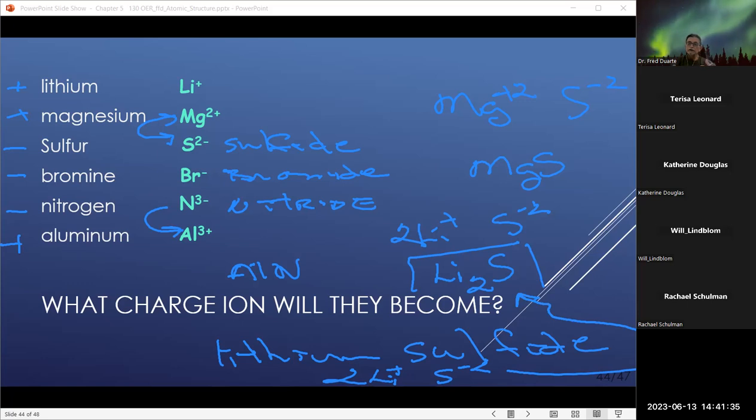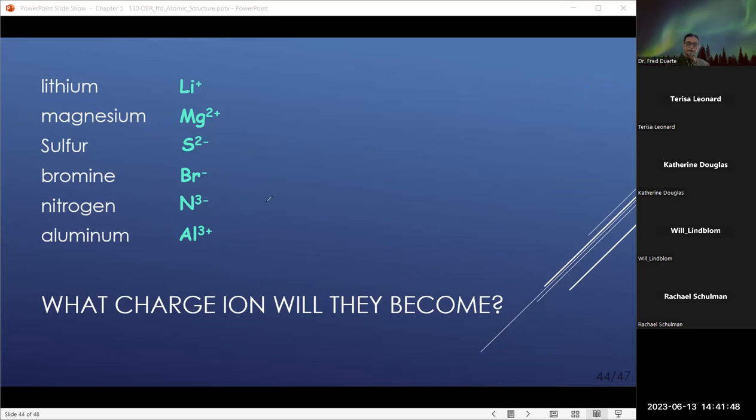So we're going to eventually have to learn that given the formula, write the name, or vice versa, given the name, write the formula. Okay, and this is the beginnings of that process here.